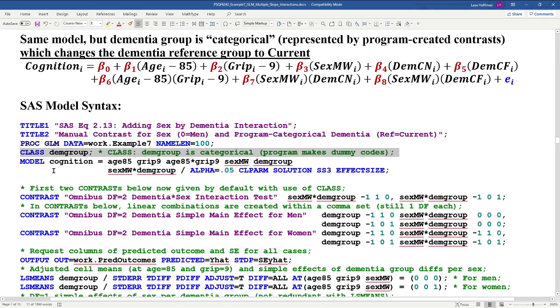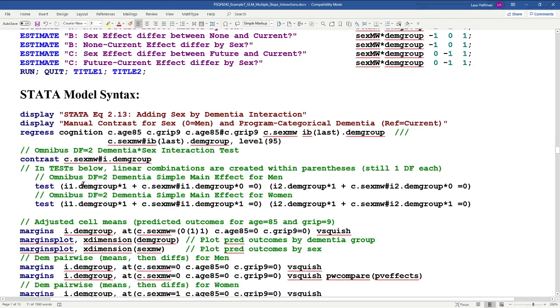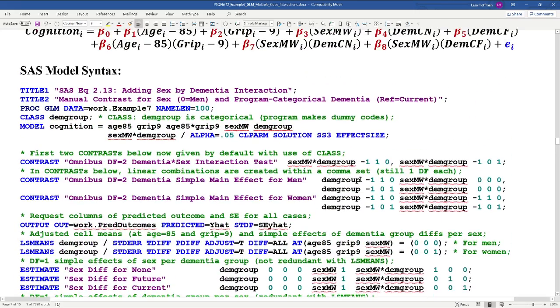The use of the class statement to get SAS to understand that dem group is a categorical predictor that needs contrasts. The analog, by the way, in Stata is the use of i. instead of c. in front of dementia group. And in Stata, I have set this up so that the same output will be obtained in both programs by changing the reference group for the intercept to be the last highest group, ref equals current, because that is what happens when you put dem group on the class statement.